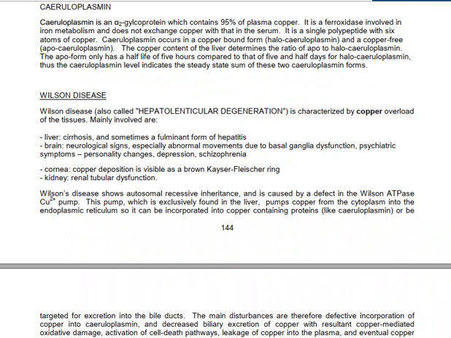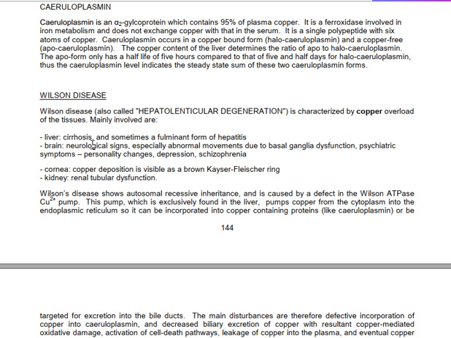An example of disease is going to be Wilson's disease. Wilson's disease, also called hepatolenticular degeneration, where you have degeneration of both the liver and the lenticles, of the lenses of the eye. Is it clear? So it's characterized by copper overload in the tissue of the body because of lack of ceruloplasmin. Now it mainly involves, one, liver cirrhosis, and sometimes a fulminant form of hepatitis.